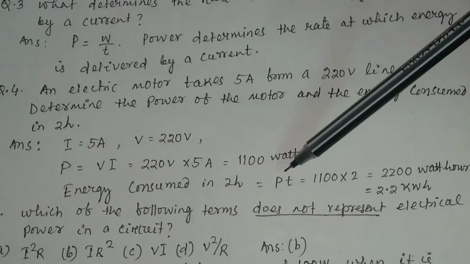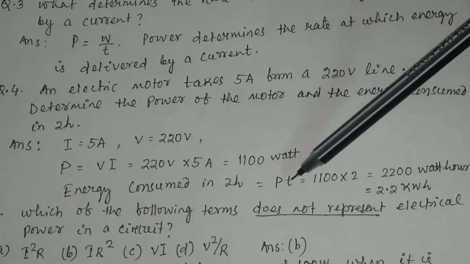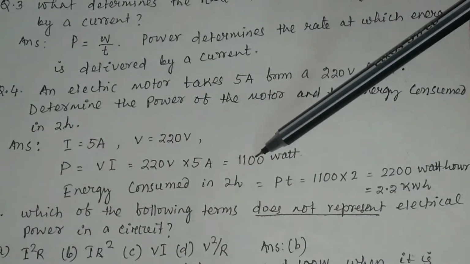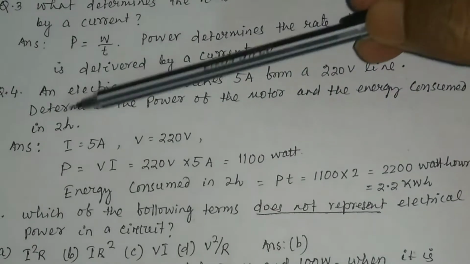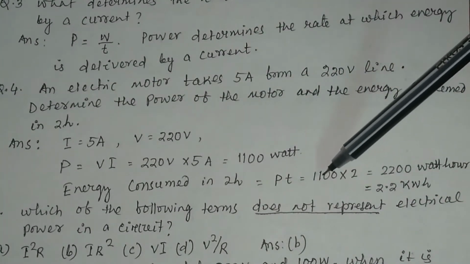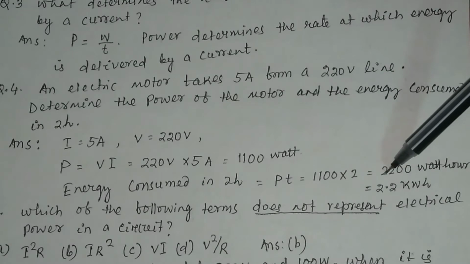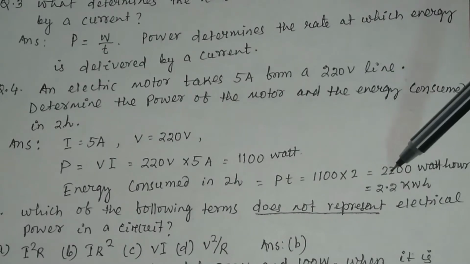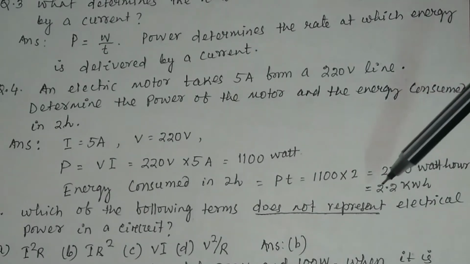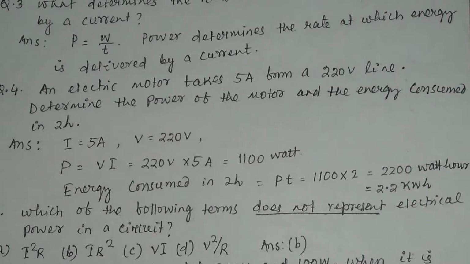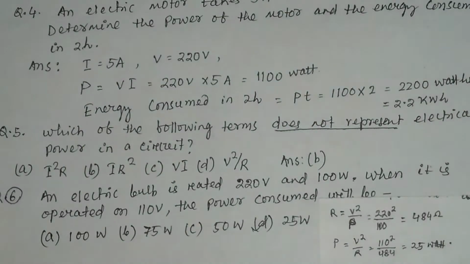So what will be the energy consumed? Energy consumed will be equal to power into time. Power is 1100, time given is 2 hour. So 1100 into 2, 2200 watt hour or 2.2 kilowatt hour. Next problem.